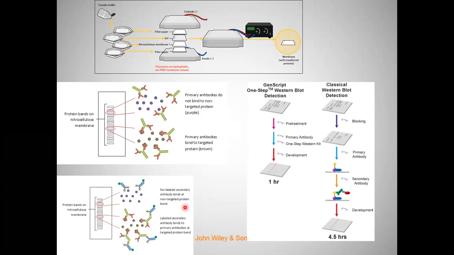The secondary antibody is labeled with some sort of radioactive substance, and this will attach with the primary antibody. Where it attaches, it will show its signal, from which we can detect that this is our protein of interest.